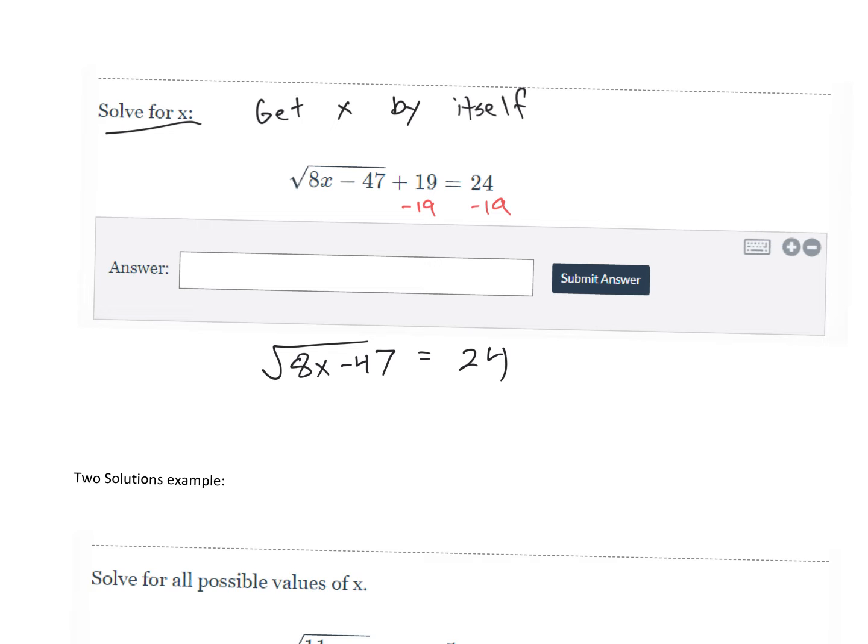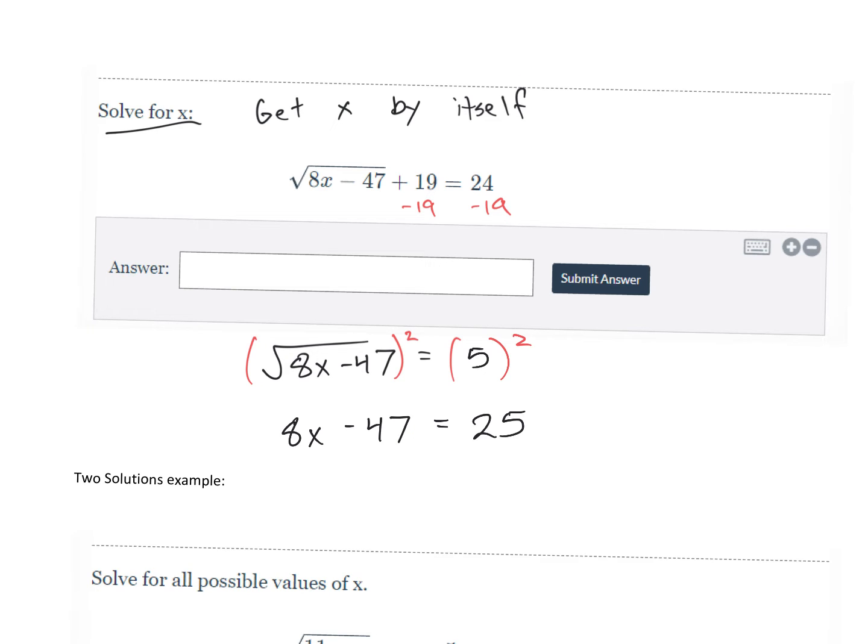So what's the opposite of square root? Squared. So you can square that side, but you must do it to the... Oh, I made a mistake. 24 minus 19 is 5? Okay. So you got to square both sides. What is the equation now? 8x minus 47 equals 25, yes?